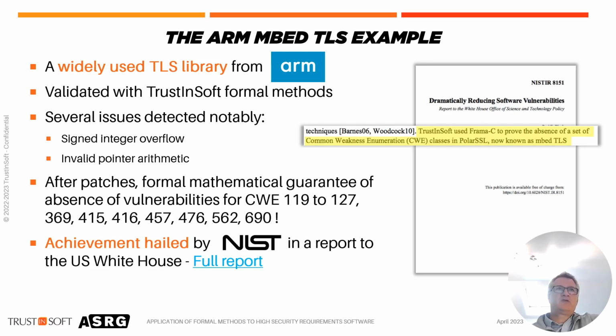Okay, several issues were detected, notably some signed integer overflow and invalid pointer arithmetics. And same thing, after all those problems were fixed, we established mathematical guarantee of absence of vulnerabilities for a large array of CWEs. Okay, this achievement was hailed by the NIST in a report to the US White House, where you can see in a quick extract, TrustInSoft proved the absence of a set of CWE classes in PolarSSL.